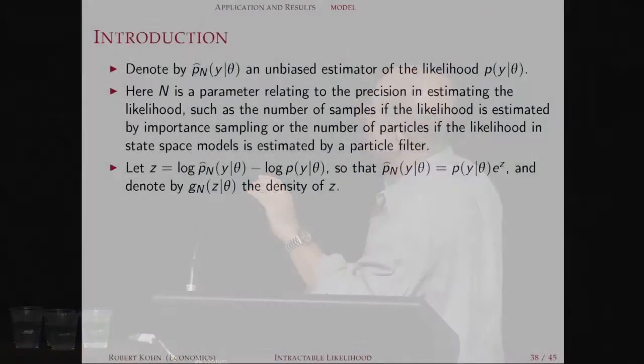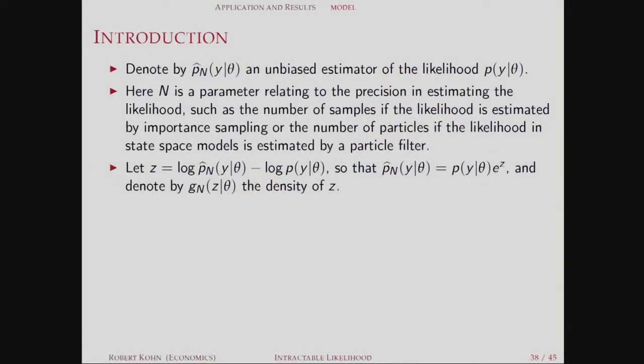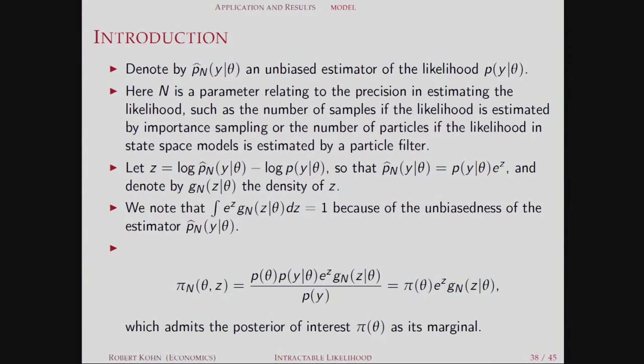So, introduction. Pn hat is again the unbiased estimator, and is the parameter relating to how precisely we estimate the likelihood. Z is the error in the log likelihood, so that's the error we talked about, and in the MCMC we wanted to make the variance 1 down here. Now unbiasedness plays a role because the expected value of e to the z equals 1. So instead of working with u and theta, we can equivalently, theoretically, work with z and theta, because z captures everything in the latent u's.